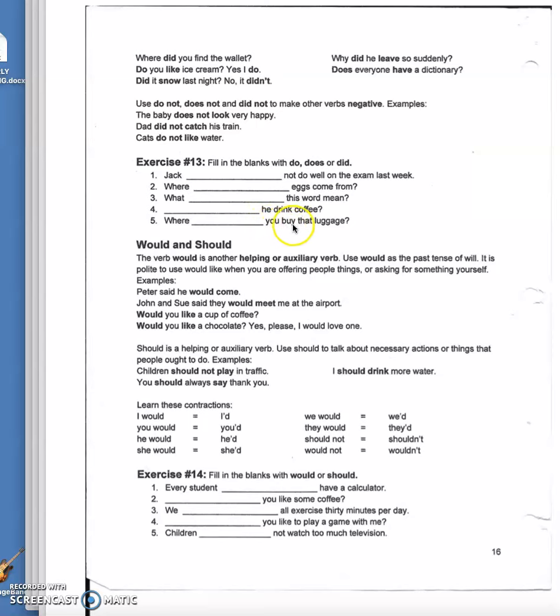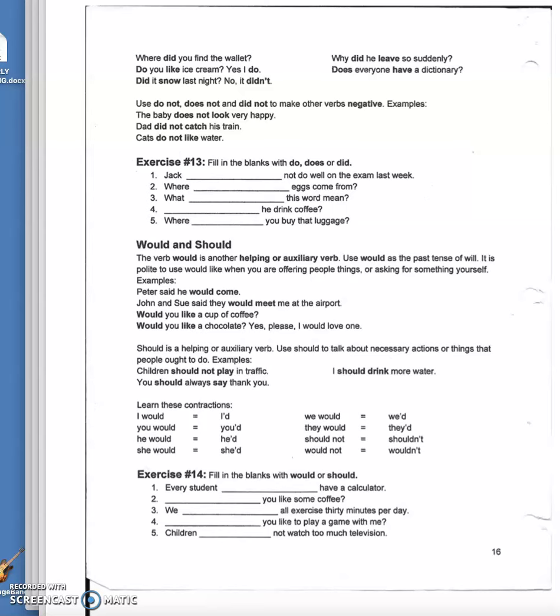Number 5, where did you buy that luggage? So you already bought the luggage. So the question would be, where did you buy that luggage? Great. So that's the first part tonight.